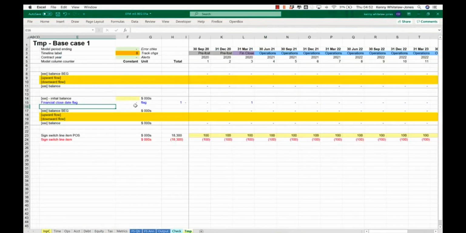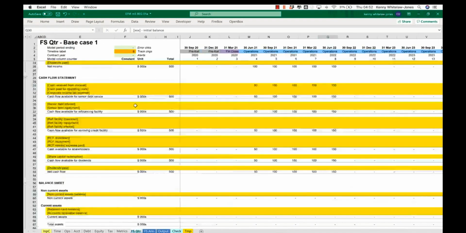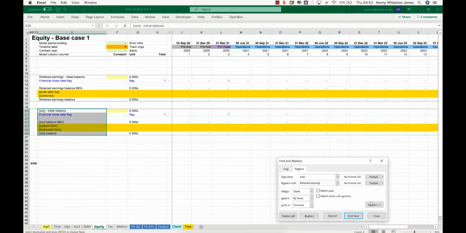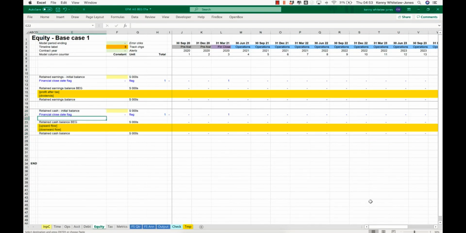Okay, let's do the same thing for cash. Back to the temp sheet, grab the corkscrew, drop it onto my equity sheet. And this time, instead of retained earnings, we're going to make this retained cash. Okay, and what's the upward flow? That's going to be my net cash flow in the period. And the downward flow, again, is going to be dividends. Okay, these are also placeholders.